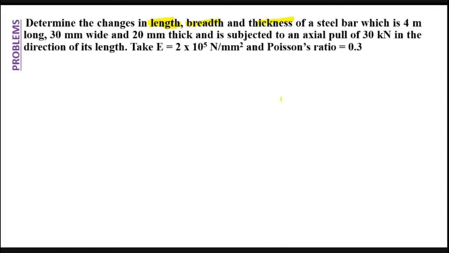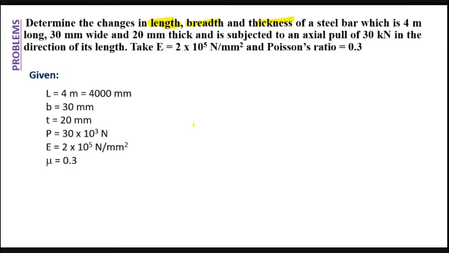In that case, let us identify how it will be. Okay, so let us go to the given data. The first one is length. I am solving this in Newton and mm. So 4 meter, I will call it as 4000 mm. Breadth is 30 mm and thickness is 20 mm.